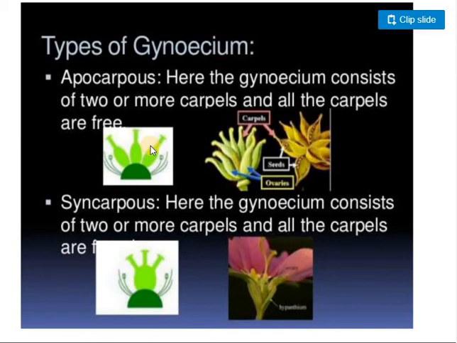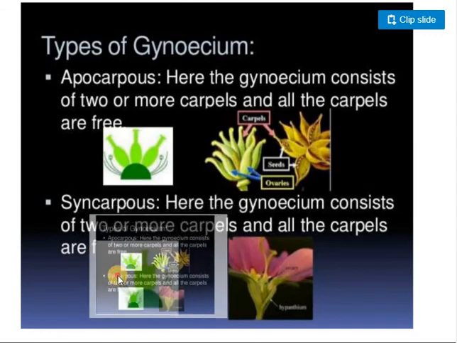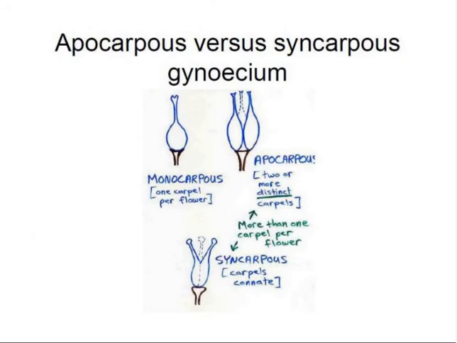But in syncarpous condition, see the second diagram, the ovary is fused and the style and stigma are free. When the ovary is fused, it is called syncarpous condition. So see this diagram. This is monocarpous. This is apocarpous. Carpels are free. This is syncarpous. The carpels are united.